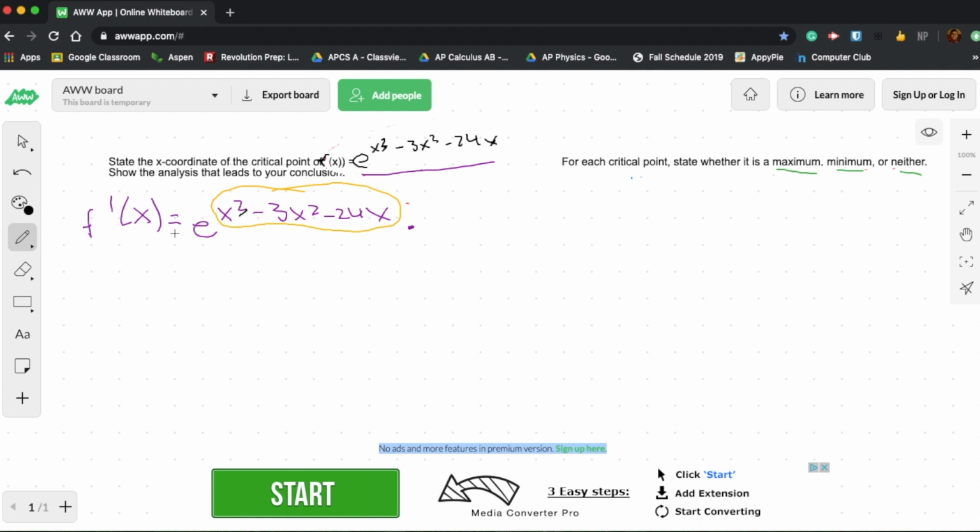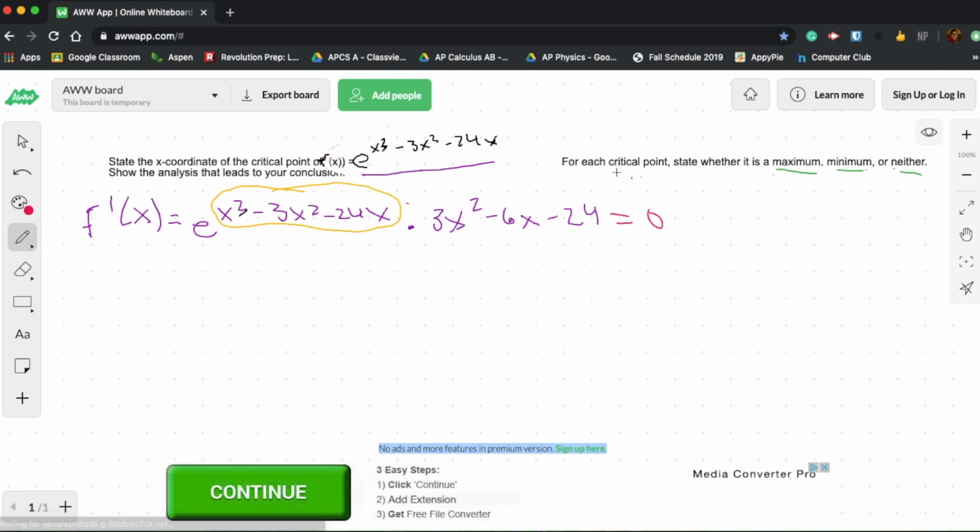So f prime of x equals e to the x to the third minus 3x squared minus 24x, times the derivative of the exponent. We take the derivative of x cubed, so it's going to be 3x squared minus 6x minus 24. That is how you take the derivative. Now, what you should do is set this equal to 0. When setting this equal to 0, you get the critical points.